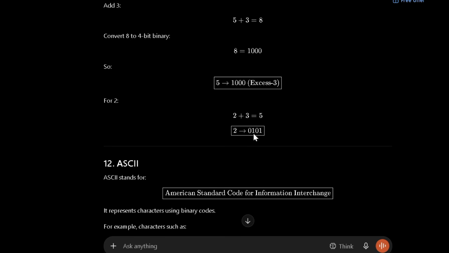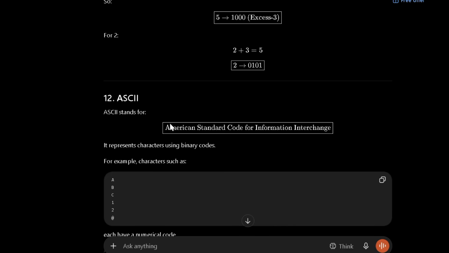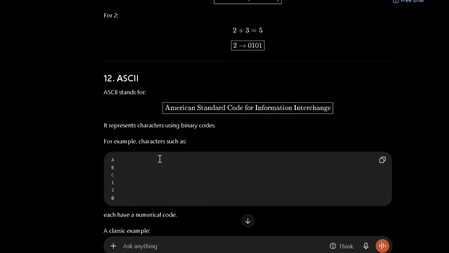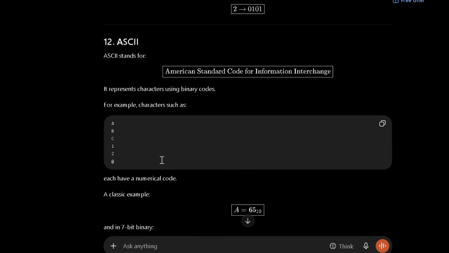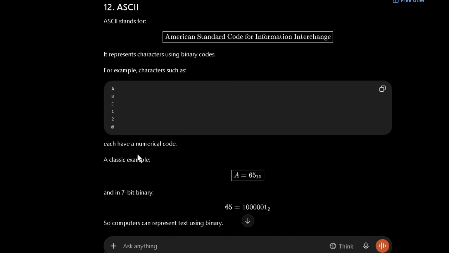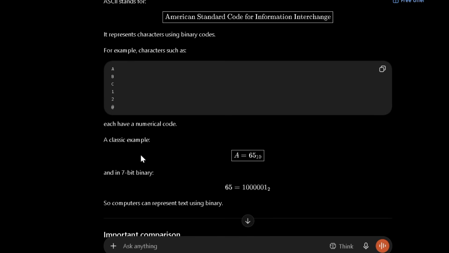ASCII stands for American Standard Code for Information Interchange. It represents characters using binary codes. For example, characters such as A, B, C, 1, 2, at-sign each have a numeric code. A classic example, A equals 65 base 10, and in 7-bit binary, 65 equals 1000001 base 2.